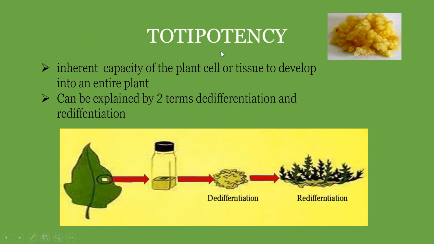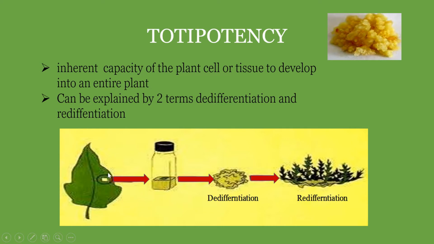So what is totipotency? Totipotency is, as you know, an inherent capacity of plant cell or tissue to develop into an entire plant. It is a capacity of the plant cell to develop into an entire plant. This totipotency you can explain in two terms: one is dedifferentiation and another one is redifferentiation. So what is dedifferentiation and redifferentiation?